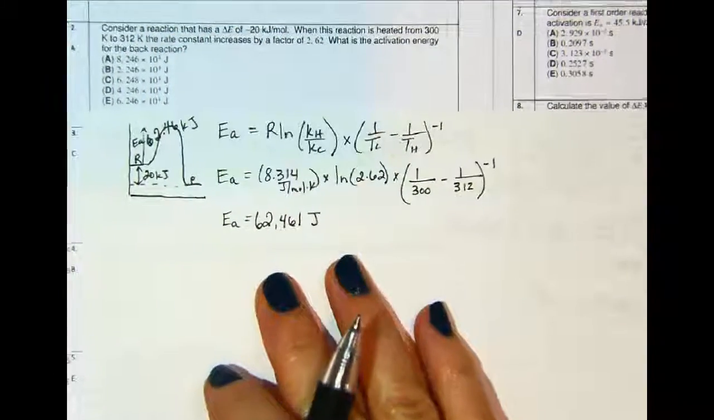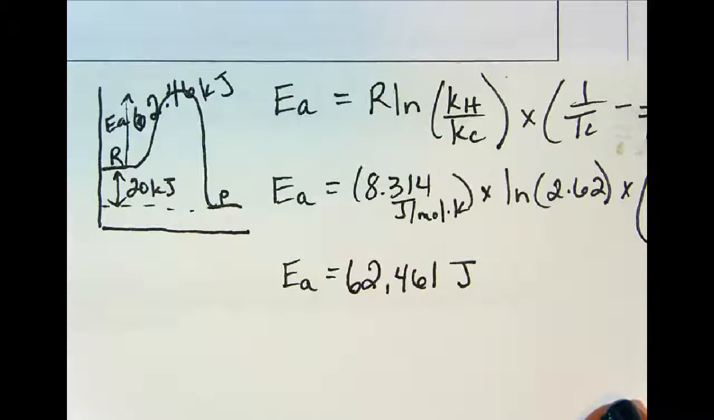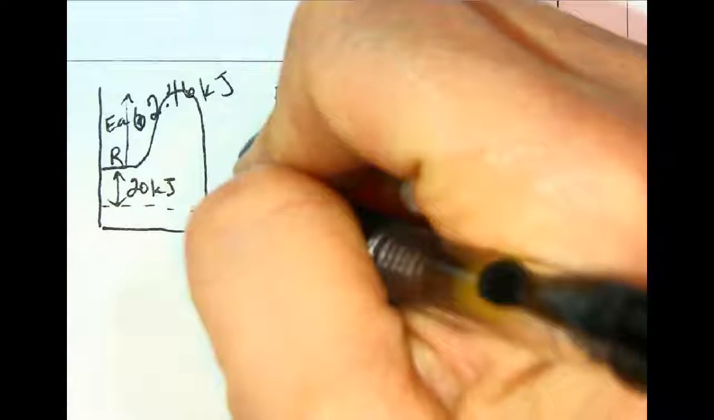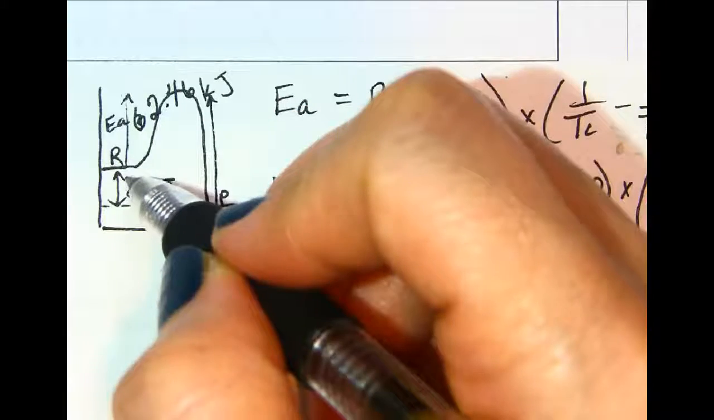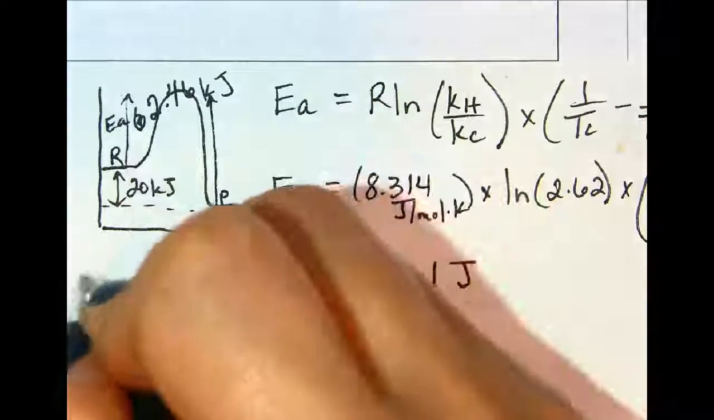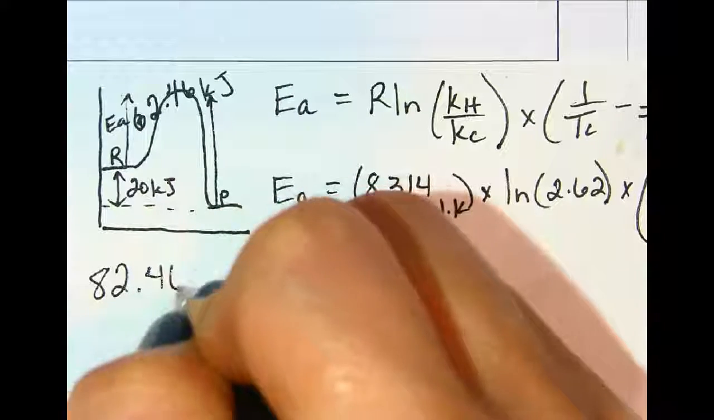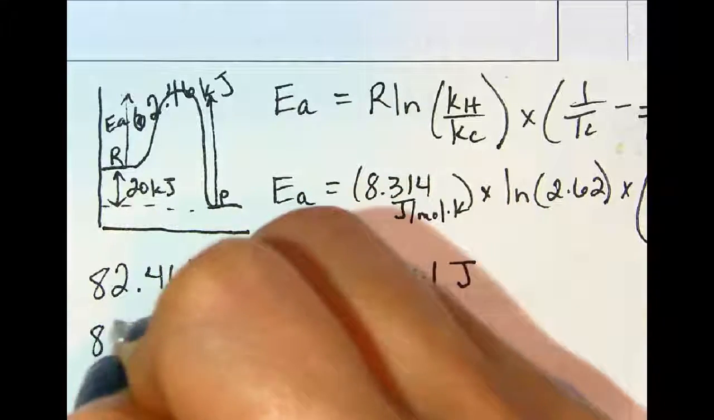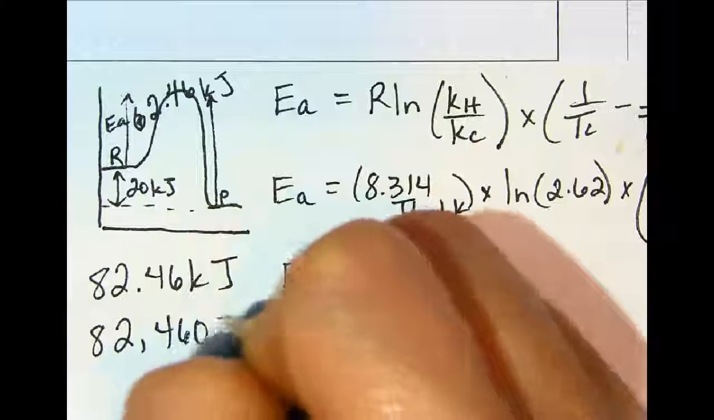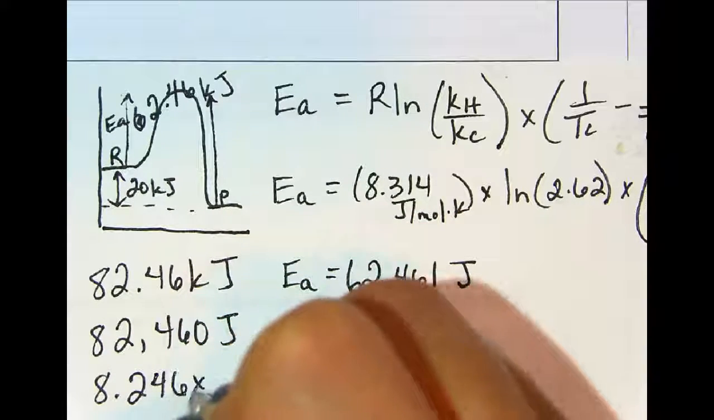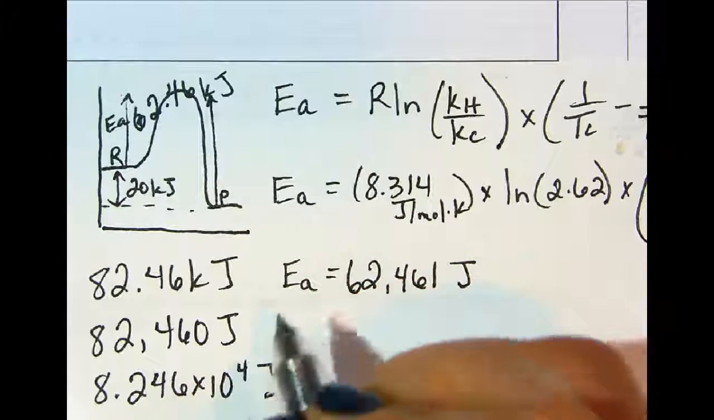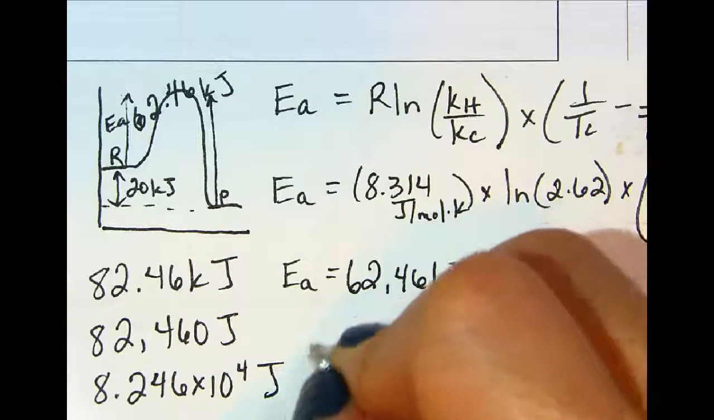And so if I want to know what is the activation energy of the reverse reaction, that's going to be from this point to the top of the peak. And so it's a combination of the forward reaction's activation energy plus the delta E. And so that's going to equal 82.46 kilojoules, or 82,460 joules, which is the same as 8.246 times 10 to the 4 joules, which is letter A.